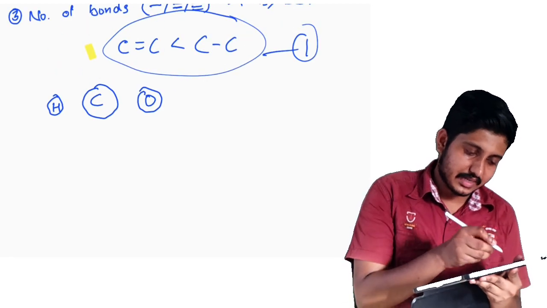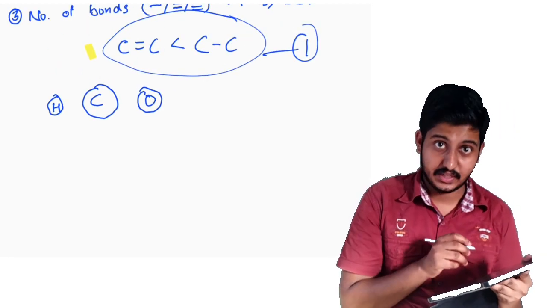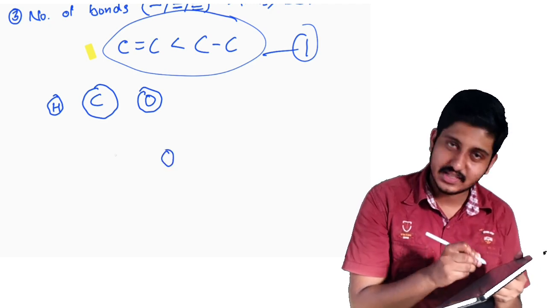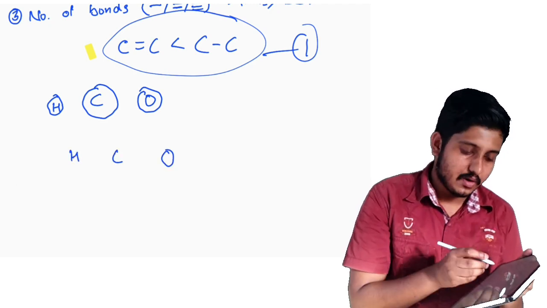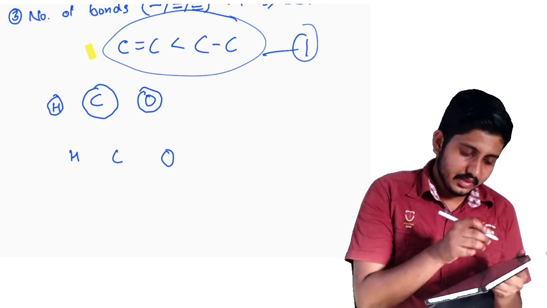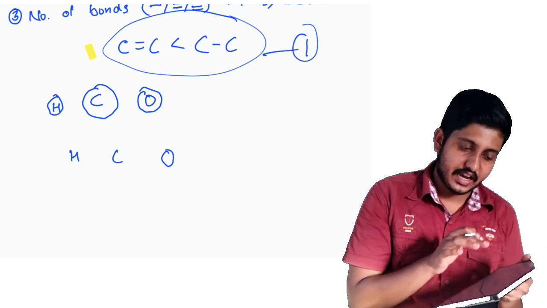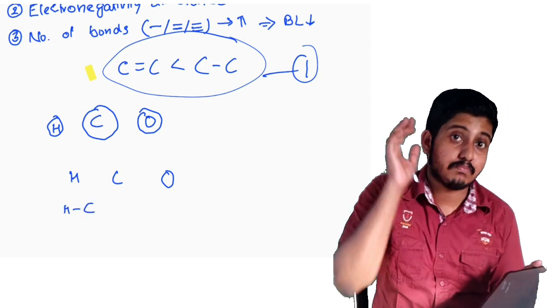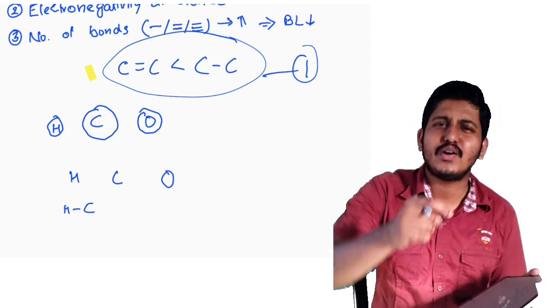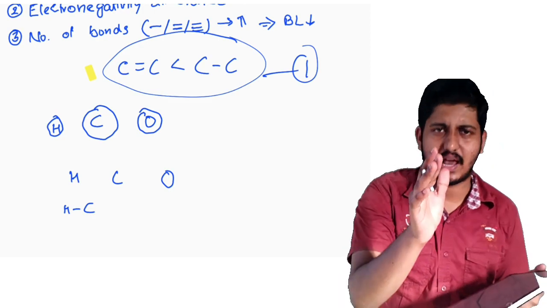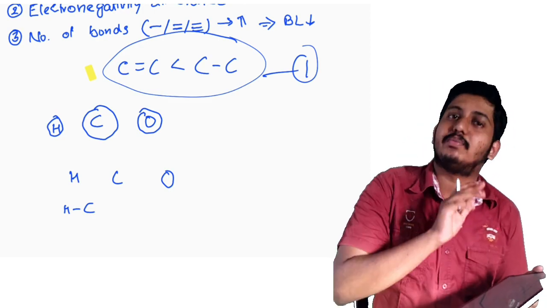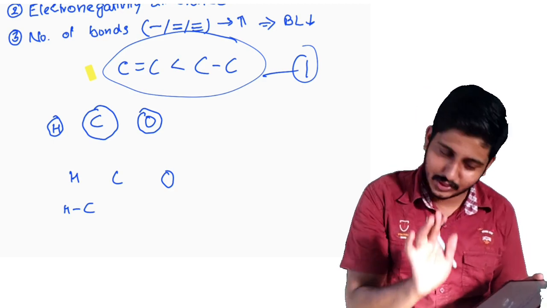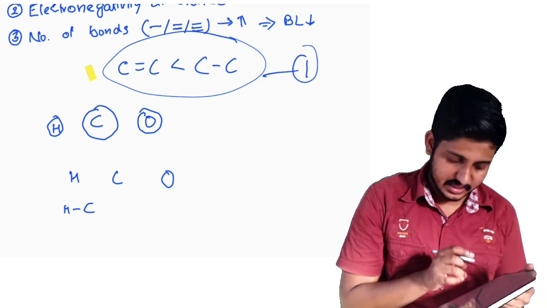Now let's consider the next point, that is electronegativity difference. All of you know that oxygen is very much electronegative, carbon is relatively less, and hydrogen is even less. Considering the size of atoms and electronegativity difference, we can see that the CH bond will be the smallest. Why? Because hydrogen is a very small atom, so definitely it will be smaller, and there is also considerable electronegativity difference between carbon and hydrogen. So CH will be the smallest.